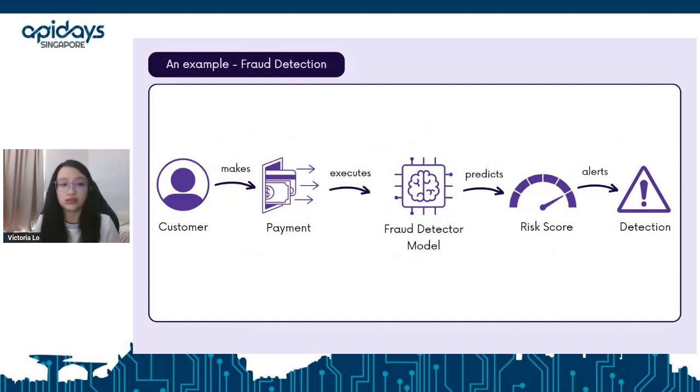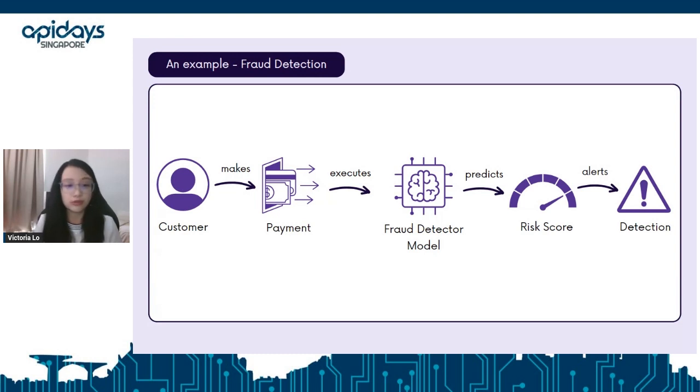The easiest example I can show you in the payments industry is a fraud detection model. Every year billions of dollars are lost through fraudulent transactions, and companies try to reduce these losses by implementing a fraud detection system. Let me show you a simple end-to-end flow.